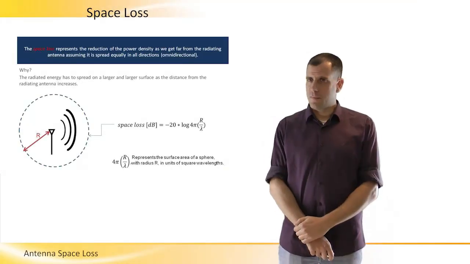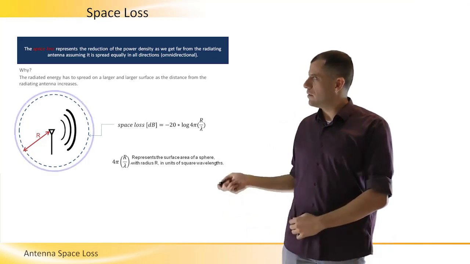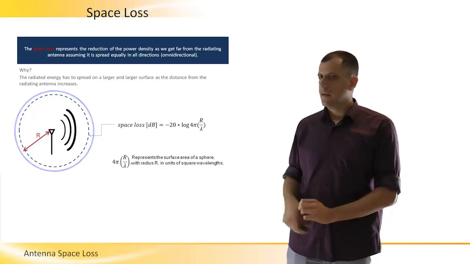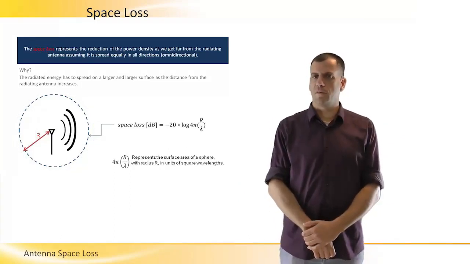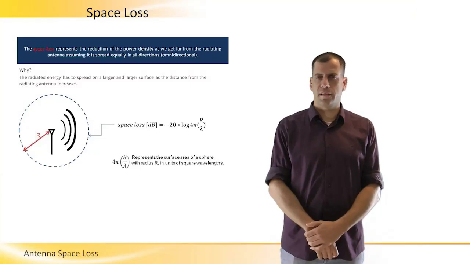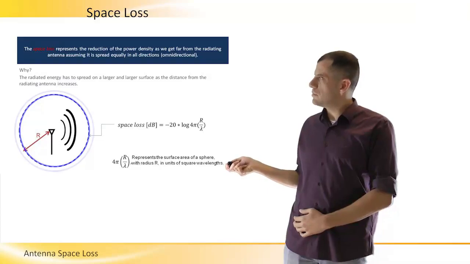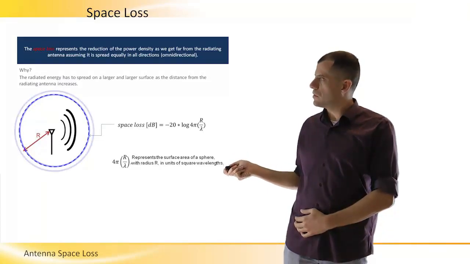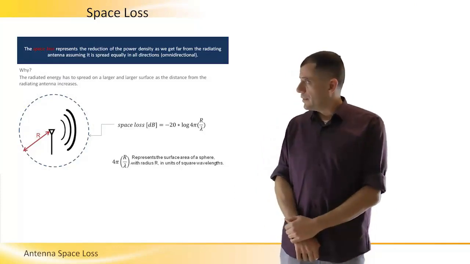Let's now talk about the space loss. Let's look at the antenna here in the drawing and assume it radiates energy in all directions, an omnidirectional or isotropic antenna. Let's assume it radiates equally towards all directions. Then what do we see here?